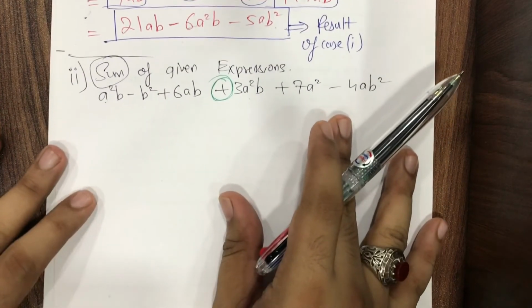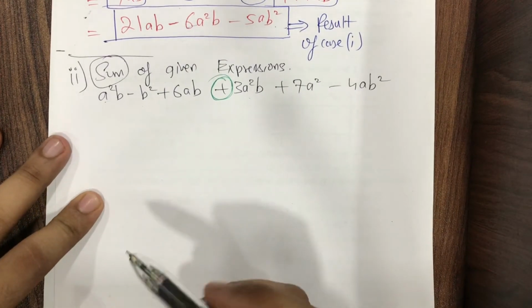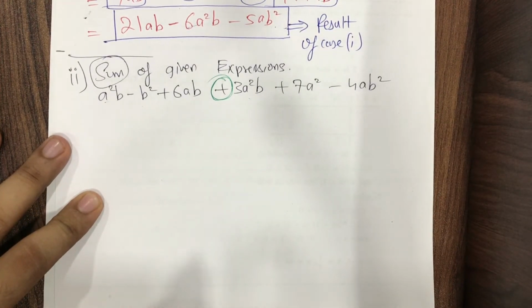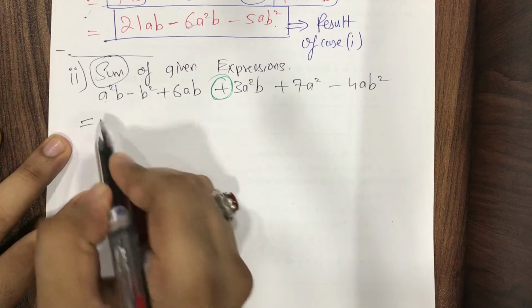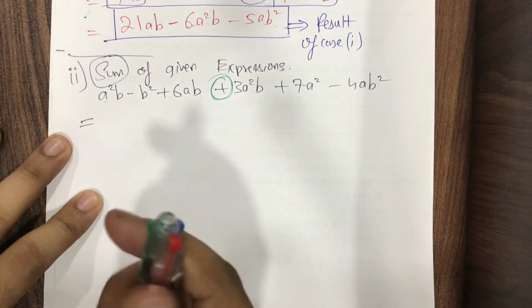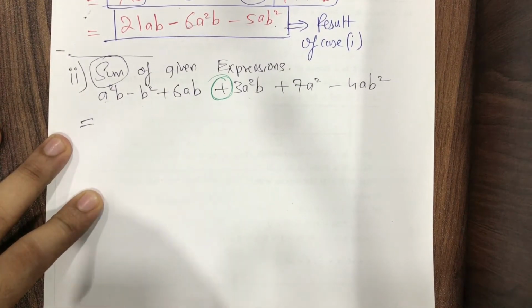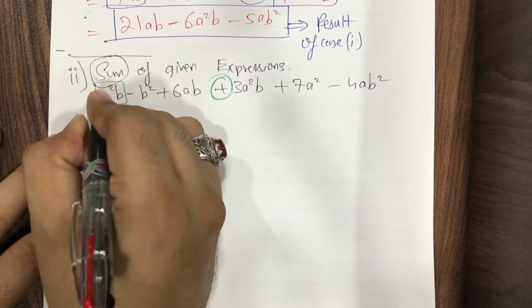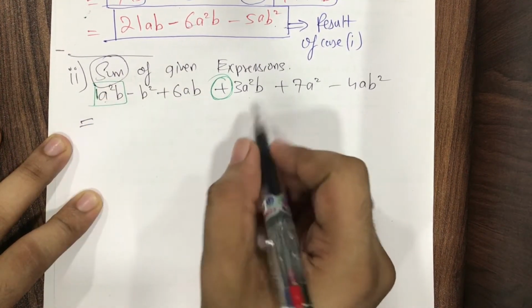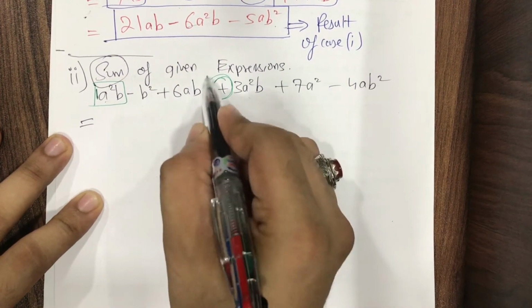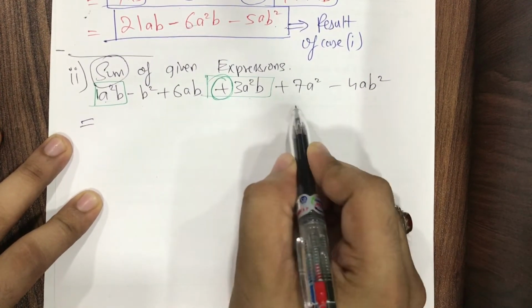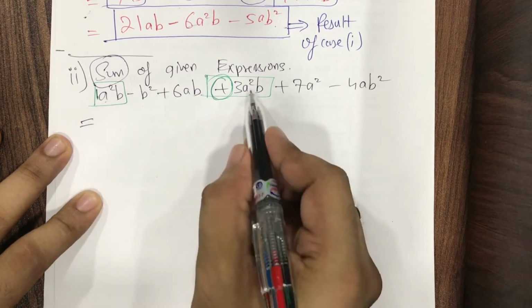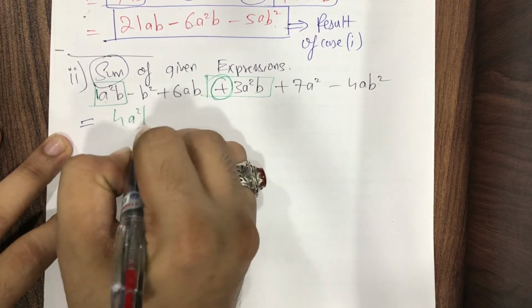That's it. Okay, now what I'll be doing, just add it. How many terms can we see with a square b? Let's hunt for the terms with a square b. This is plus 1 a square b. Nothing is mentioned. Here I have also a square b. It's plus 3 a square b. That's it. So 1 a square b plus 3 a square b becomes 4 a square b.